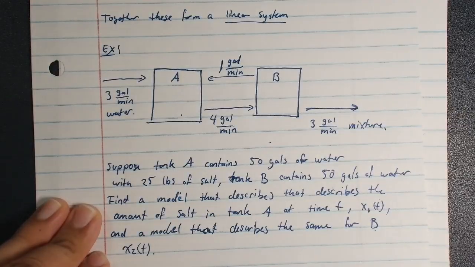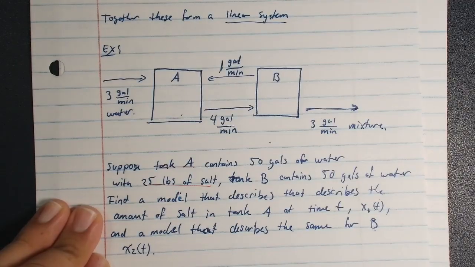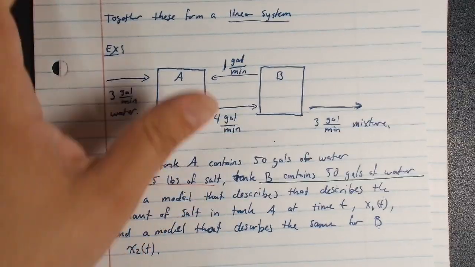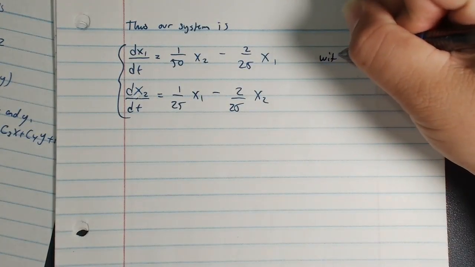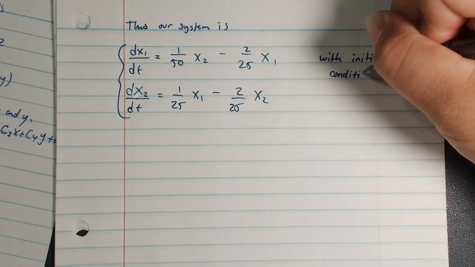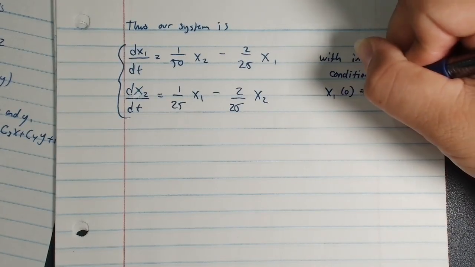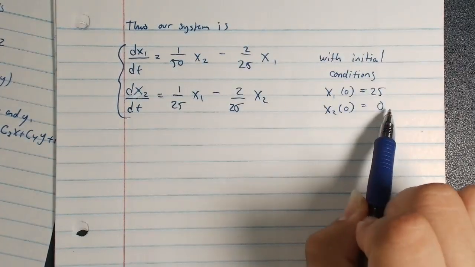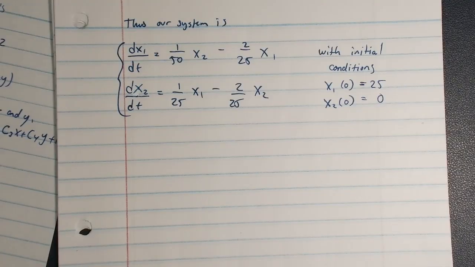So here, for our initial conditions, we have that tank A contains 50 pounds of salt at the beginning, and tank B doesn't contain any salt. It's just pure water. So our initial conditions are 25 for the first one and 0 for the second one. With initial conditions x1 at 0 equals 25, and x2 at 0 equals 0. The amount of salt in the first tank at the very beginning, and the amount of salt in the second tank at the very beginning. And this would be our setup.